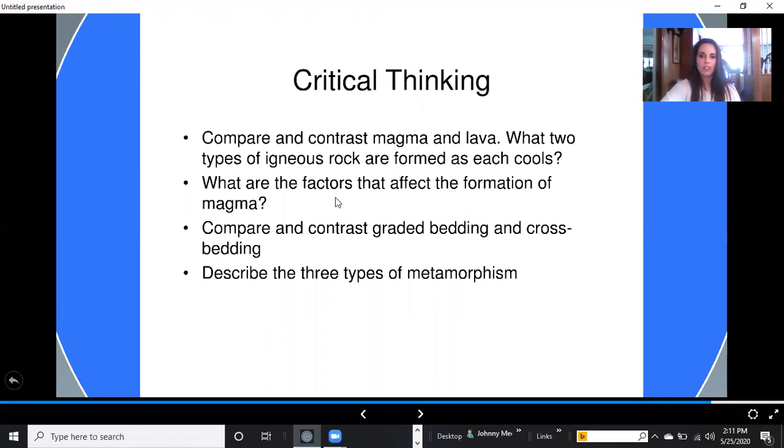What are factors that affect the formation of magma? Once again, in this presentation and in your notes, we talked about 4 different factors, so you can go back and look at those. Compare and contrast graded bedding and cross bedding. You remember in sedimentary rock, we talked about 2 different types of bedding that you can find. So compare and contrast them. And then finally, describe 3 types of metamorphism. There are 3 types, and if you go back and look in your notes, you can see those as well.